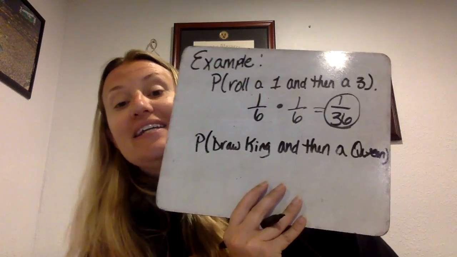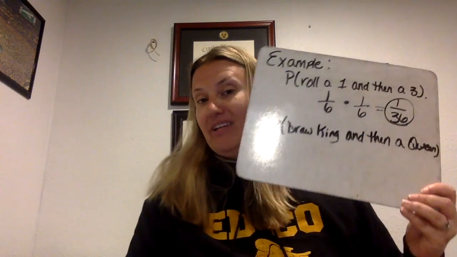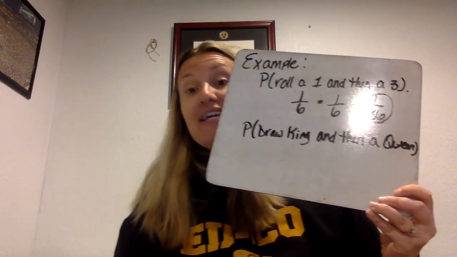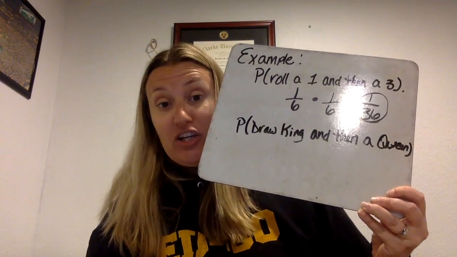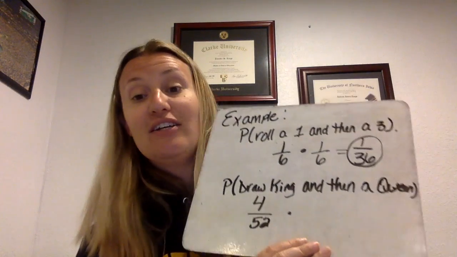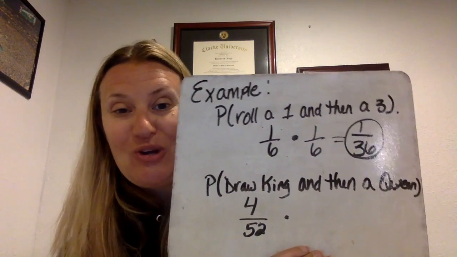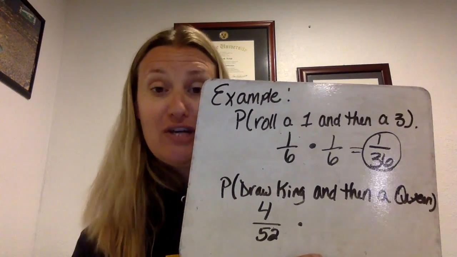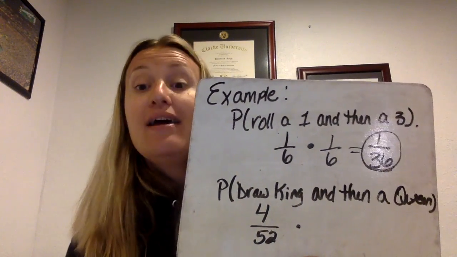Second example: what is the probability, and I actually have a deck of cards right here, that I could draw a king out of the deck of cards and then draw a queen? Well, drawing the king is easy. We know that probability is 4 out of 52. The question is, what's the probability that I will draw a queen? Now, a lot of you may be screaming at the screen, "Mrs. Lang, it's 4 out of 52, because there's 52 cards in a deck and there are 4 queens."